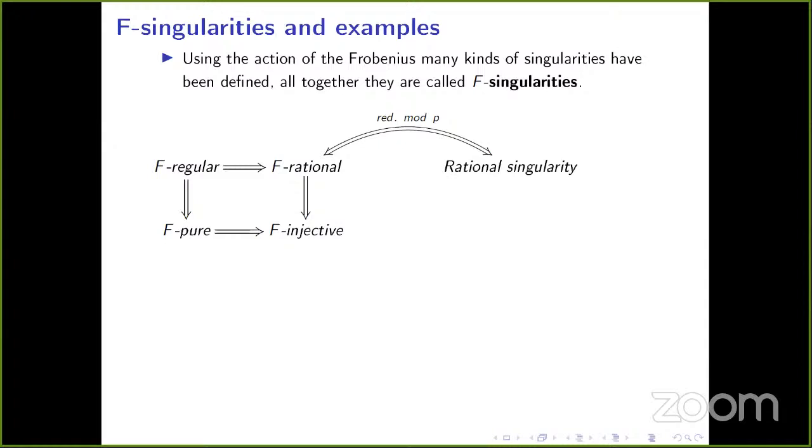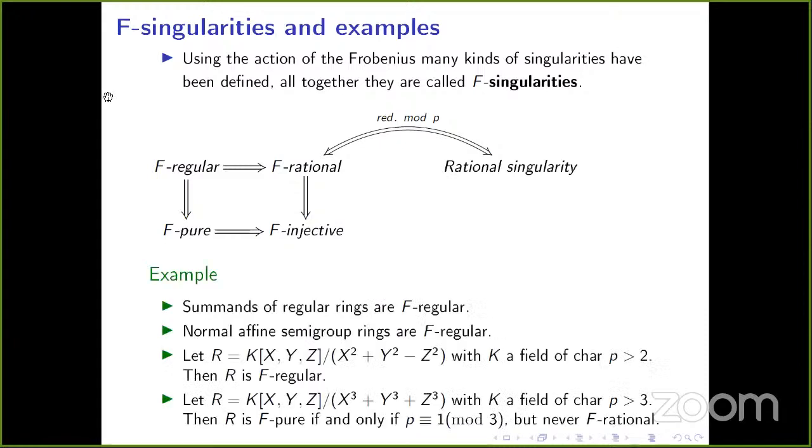The first one is F-regular singularities, which is closely related to regular rings. The second one is F-rational singularity, which is closely related to rational singularity in characteristic 0 via the reduction mod p method. The third is F-pure singularity, which means the Frobenius map is a pure map. The fourth one is F-injective singularity. It means that the Frobenius action on the local cohomology modules supported on maximal ideals is injective.